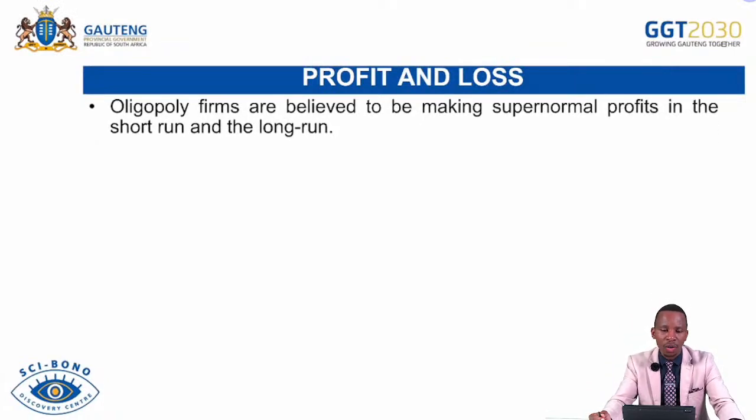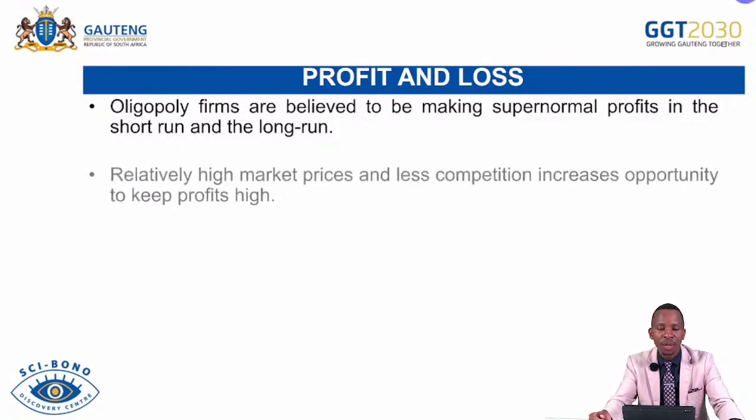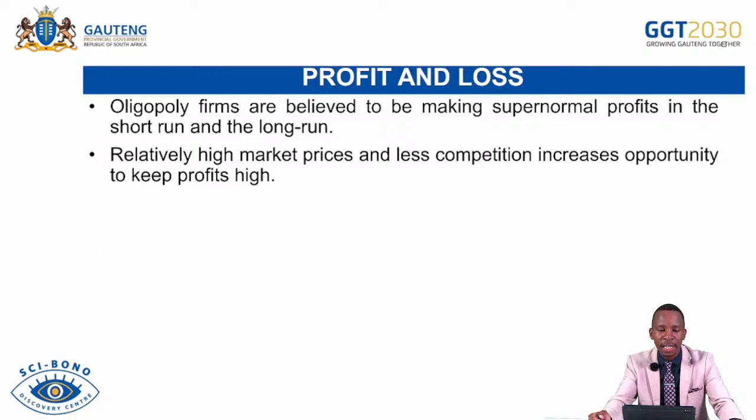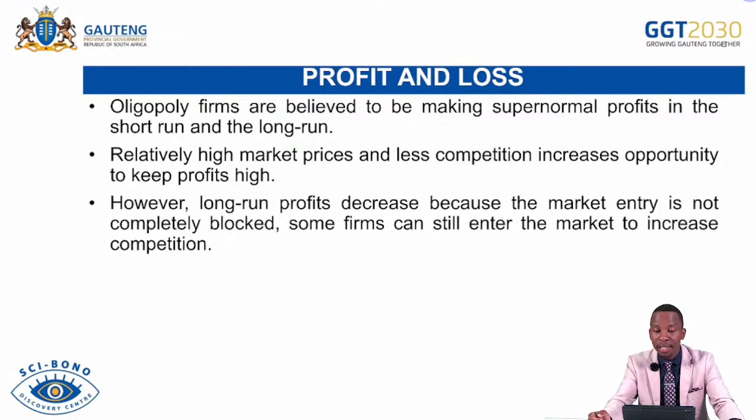So as for profits and loss, oligopoly firms are believed to be making high profits in the short run, and in the long run, because they always set their prices very high to maintain their profits. So relatively high market prices and less competition increase the opportunity to keep their profits high, because remember, there are also barriers to entry. There are also high prices and there is less opportunity for the entry of new businesses. However, long run profits decrease because the market entry is not completely blocked.